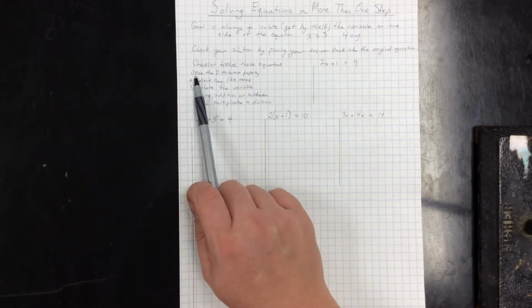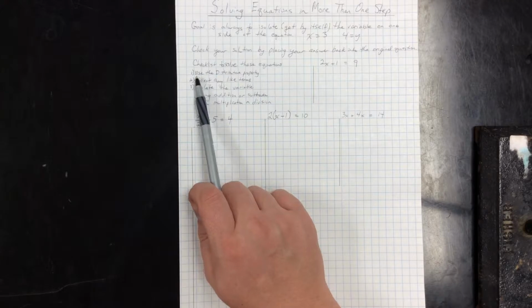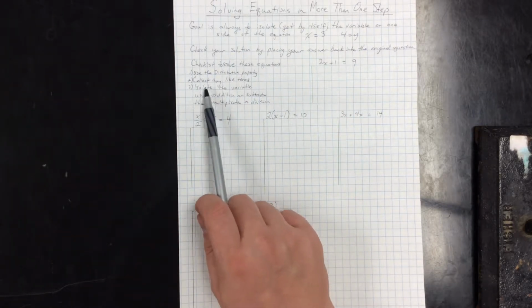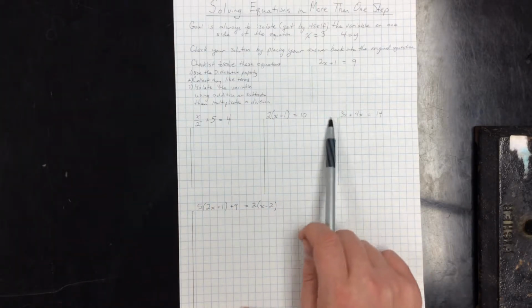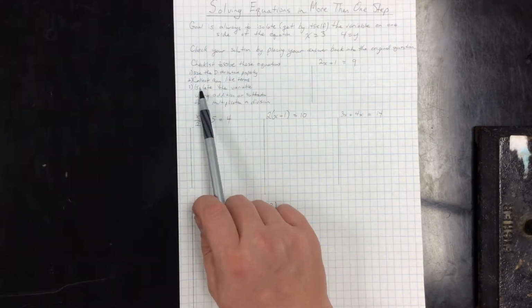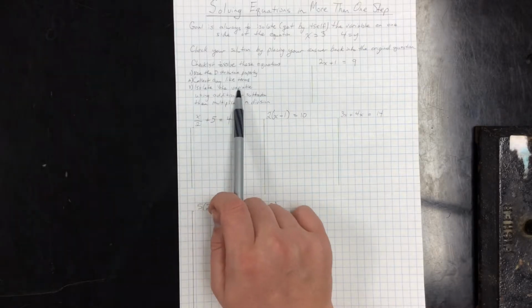The very first thing we're going to do is look for a distributive property. If we see a distributive property, like I do down here, that'll be the first thing we do. Second thing we're going to do is collect any like terms. So if we see anything that has like terms in it, we're going to collect those first. Then we're going to work to isolate the variable.